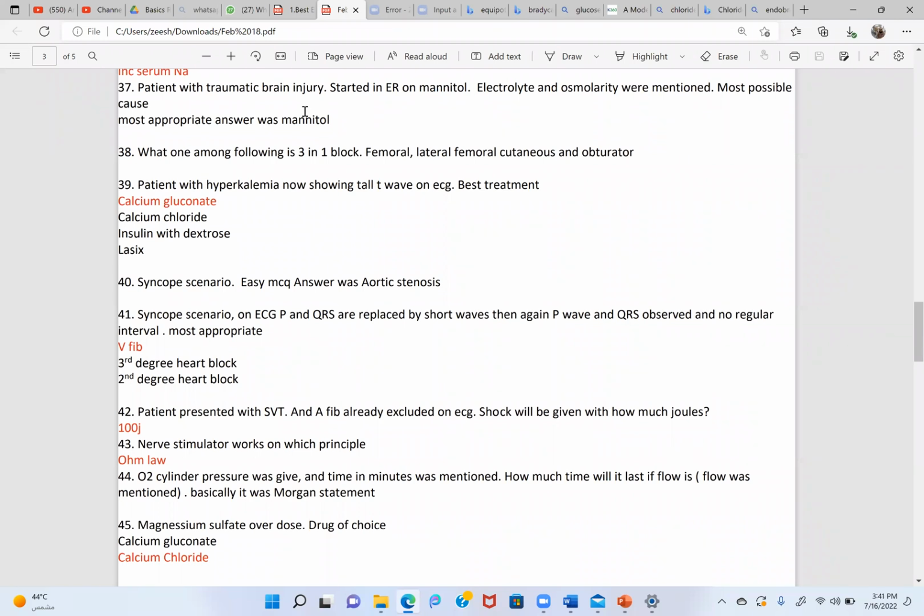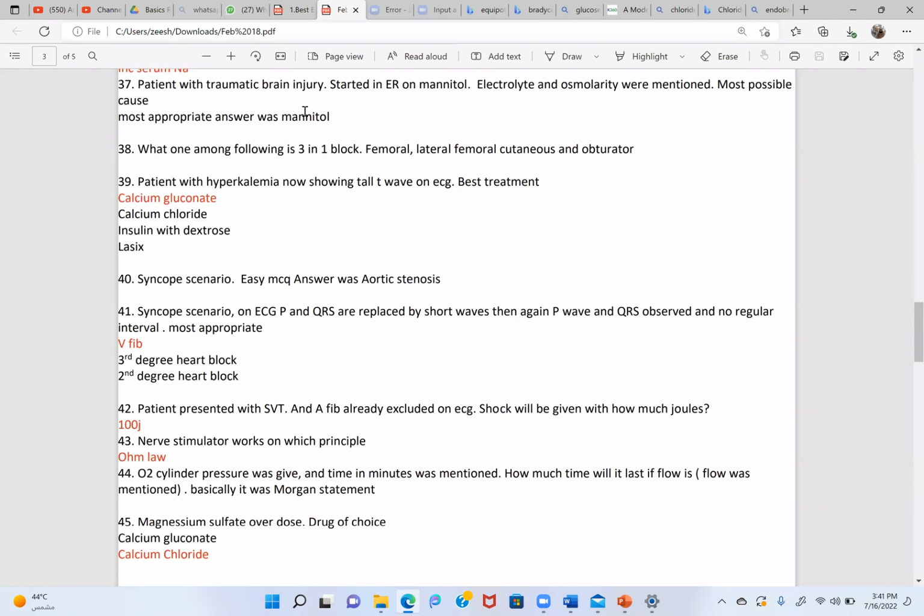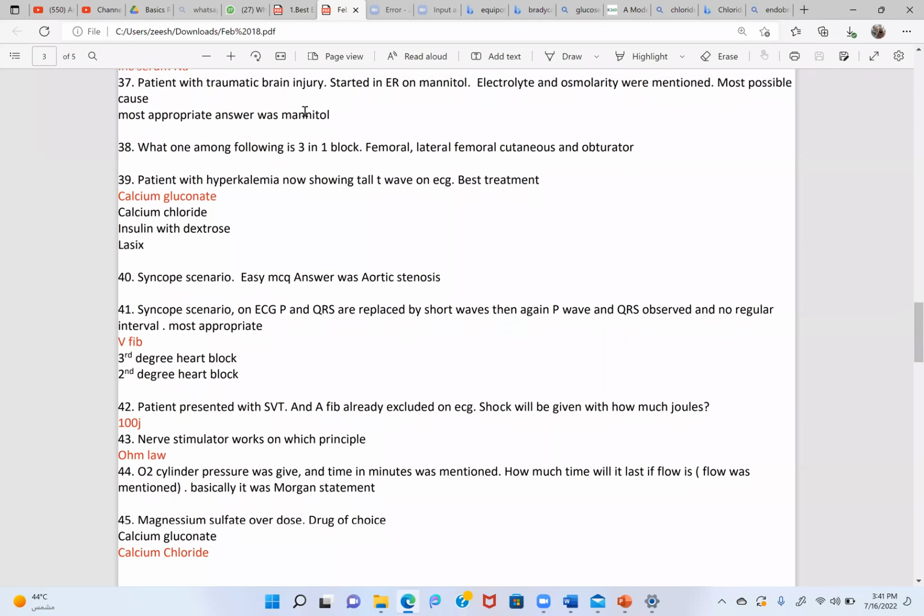Sir, in anesthesia, I have read that mannitol should not be started in ERs. Patient should be given first aid, and then the neurosurgery team will decide to use mannitol when they are handed over to the neurosurgery department. Yes, mannitol is not to be given. Other factors will be, again, you should be reading the whole scenario.